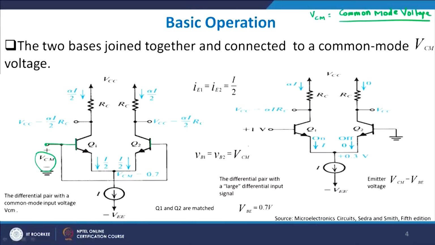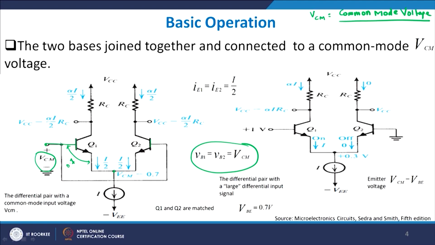If I assume that I am giving VB1 equal to VB2 equal to VCM, the common mode signal, I get VCM here. Obviously this will give you a potential drop of 0.7, fine, and therefore the potential at this particular point will be VCM minus 0.7.